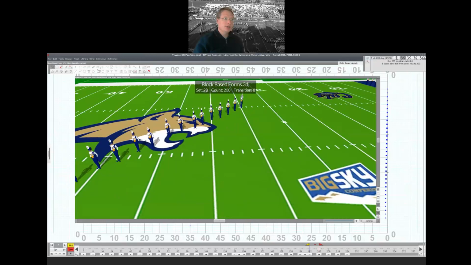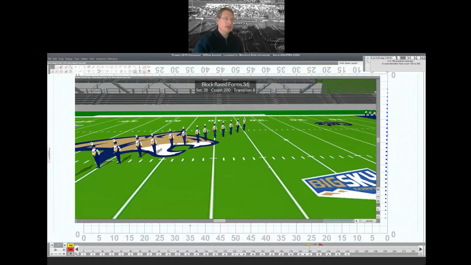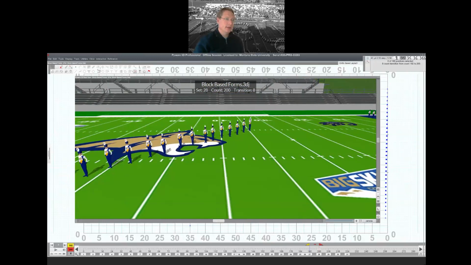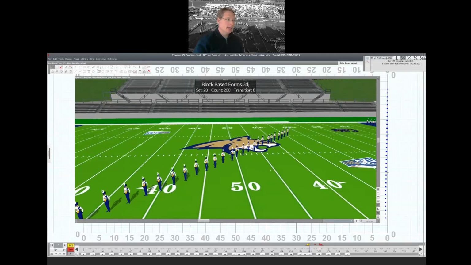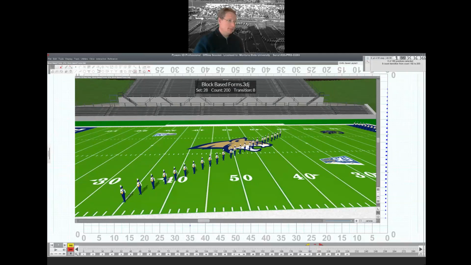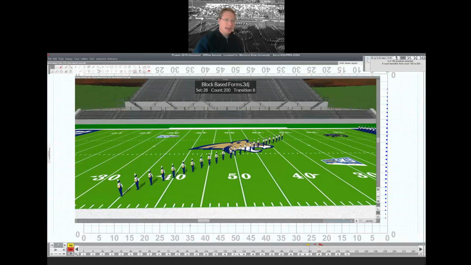Right on the hash. Right on the hash. So that person knows exactly where they are supposed to be. And then this endpoint down here is probably about 8 steps, not 4 steps, in front of the sideline. And that person's going to step it off, and we're going to make sure that this person and this person are exactly in the right place.